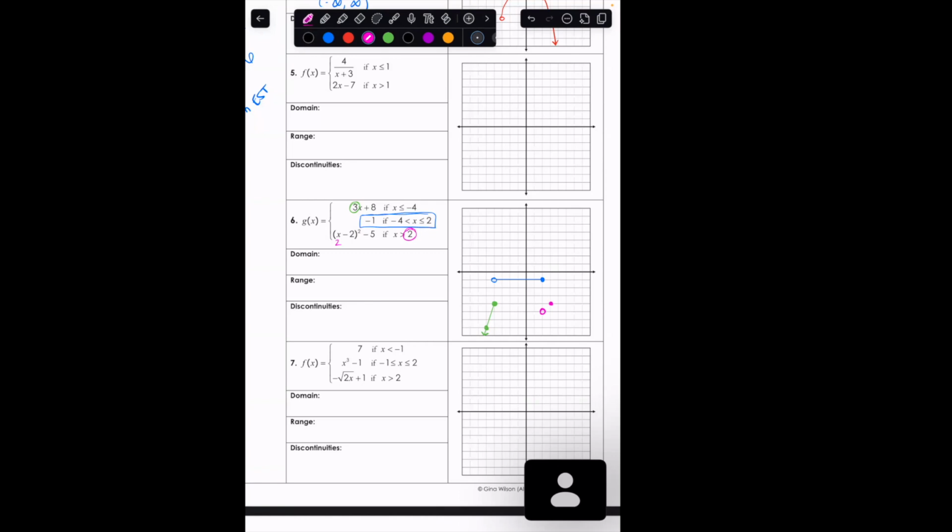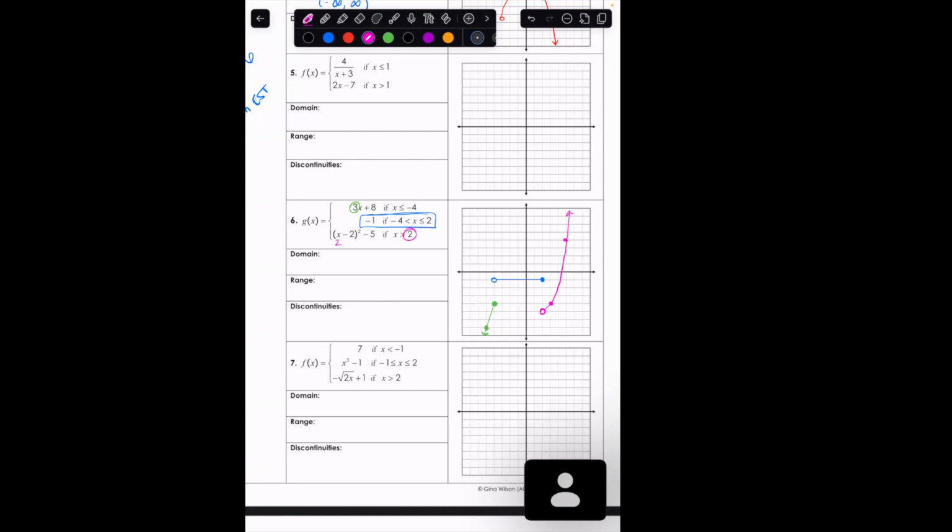And then if I plugged in, let's try something over here. So maybe if I plugged in 6. 6 minus 2 is 4. 4 squared is 16. 16 minus 5 is 11. That's going to be really high. Maybe I should plug in 5. 5 minus 2 is 3. 3 squared is 9. 9 minus 5 is 4. So 4. All right, just trying to get a general shape.